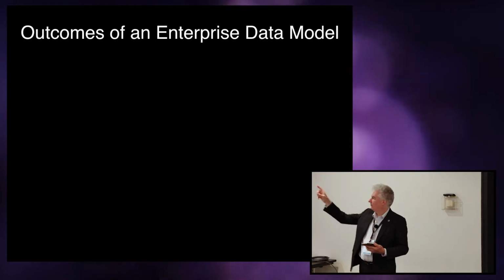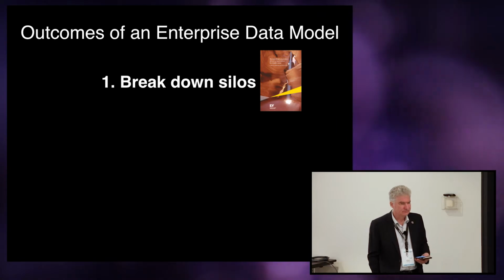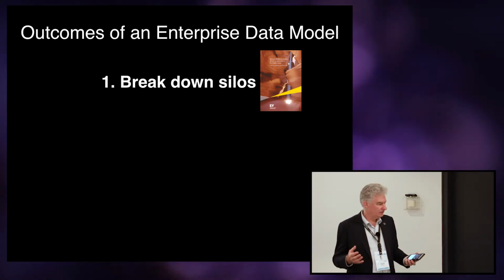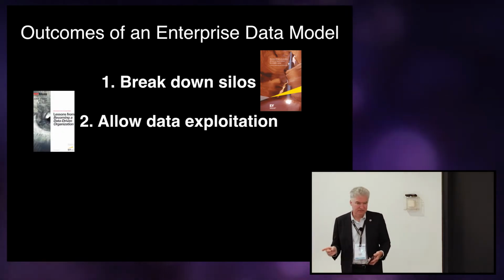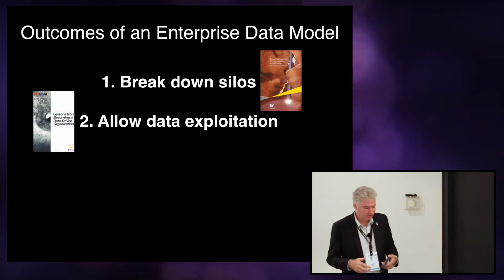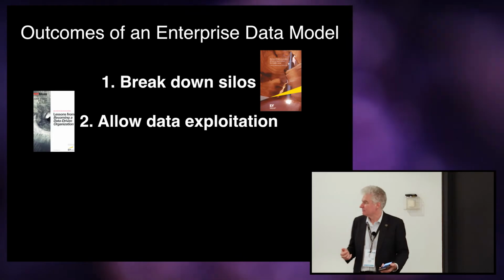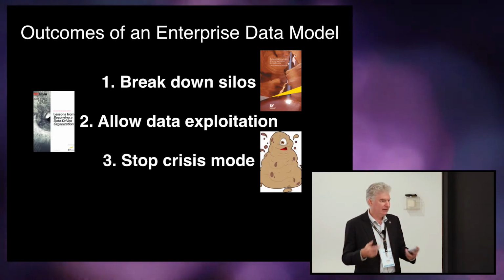And so my 4 outcomes of an enterprise data model are to break down silos. I should be creating enterprise conversation, not silo-based conversation. It's to allow data exploitation. So my enterprise data model should allow data to be more easily exploited. I should stop the crisis mode. So my objective is to plan and execute.